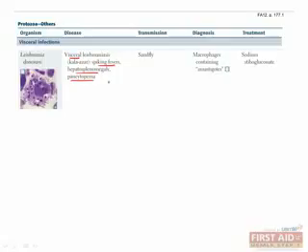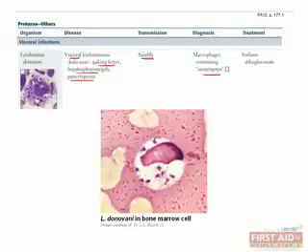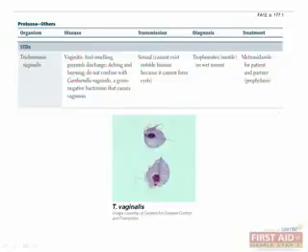The protozoan is transmitted by the sandfly, and diagnosis is made by directly visualizing amastigotes in splenic or bone marrow aspirate. Here you can see an example of the amastigotes in this picture. Treat with sodium stibogluconate.